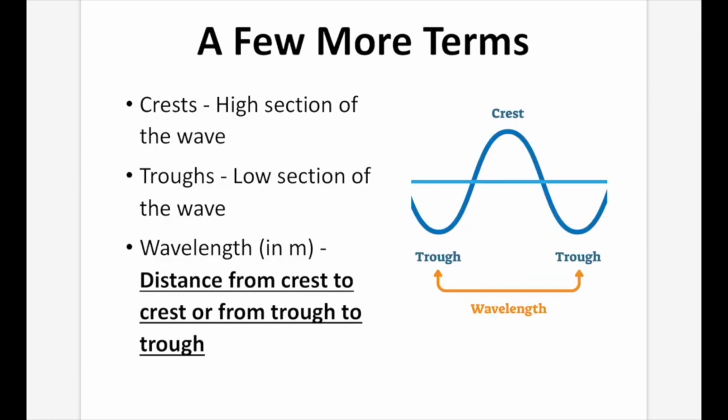Now a few more terms. Crests on our transverse wave, you're going to be able to see very easily, are the ones at the top. The troughs are the ones at the bottom. So the lowest point, that's going to be your trough, and the top point, that's going to be your crest. The wavelength is the distance from crest to crest or trough to trough.